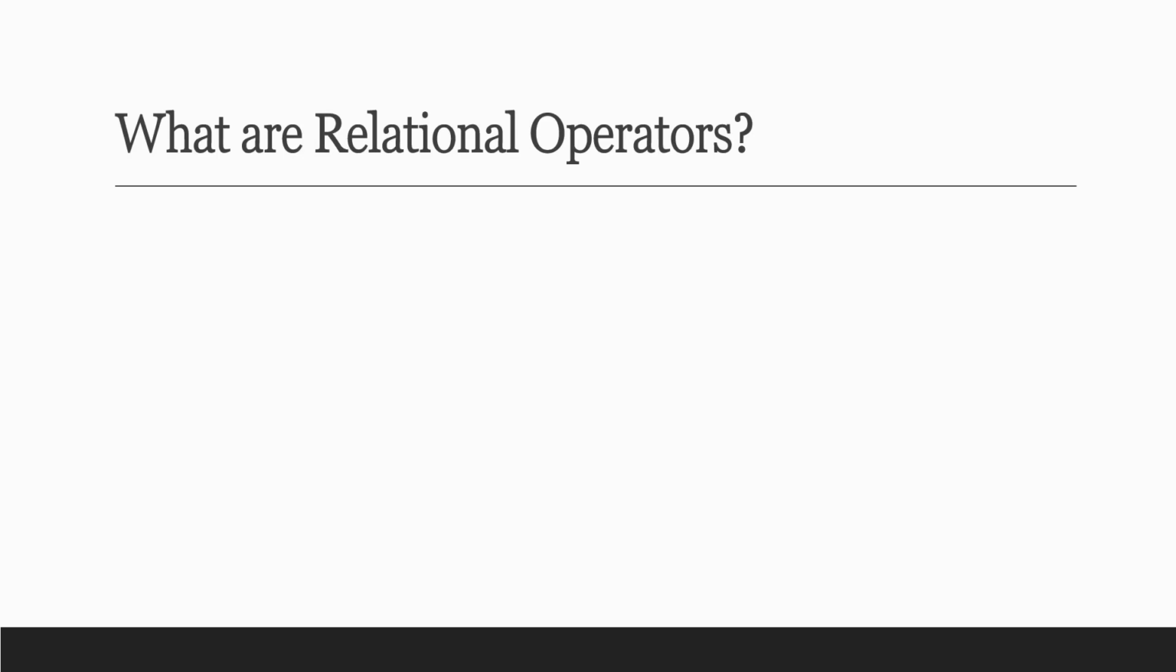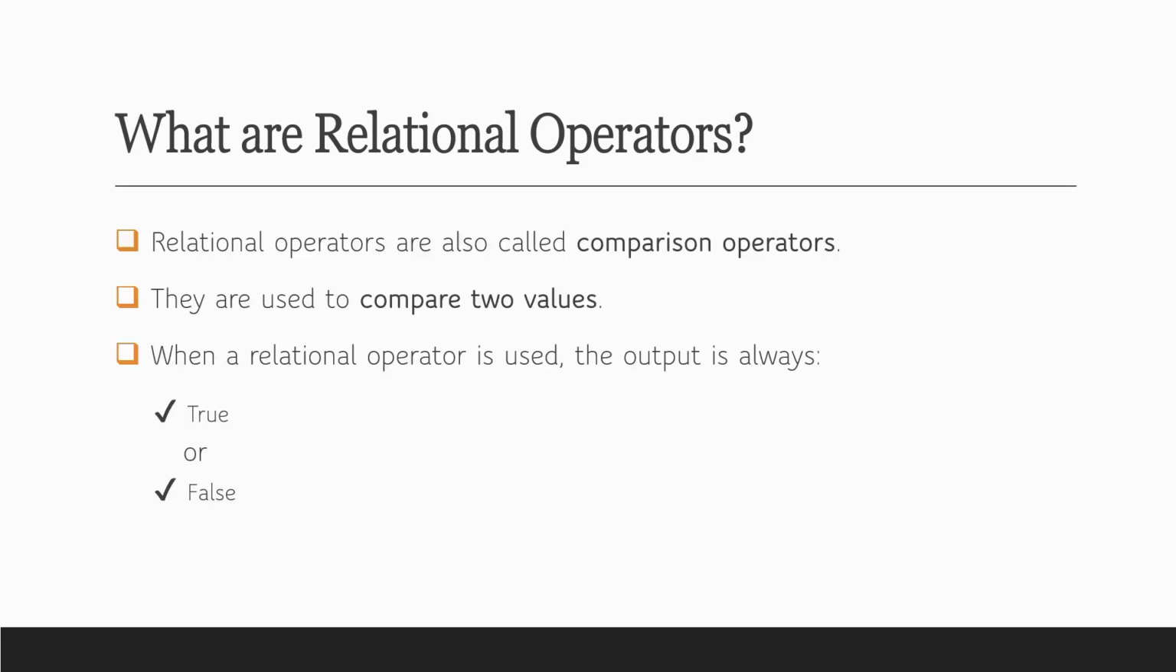In this slide, we will understand what relational operators are. Relational operators are also called comparison operators. As the name suggests, they are used to compare two values. These values can be numbers, variables, or even expressions. Whenever we use a relational operator in a program, it checks the relationship between the two values.